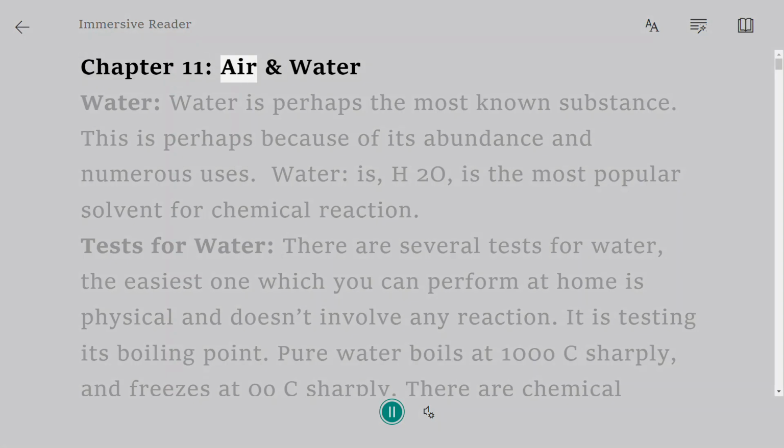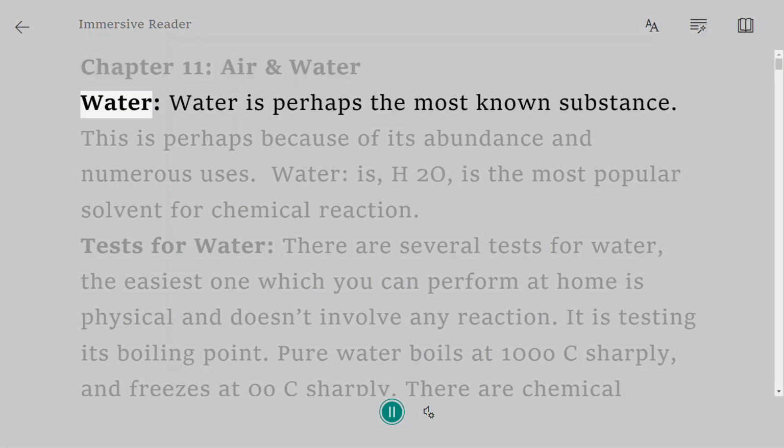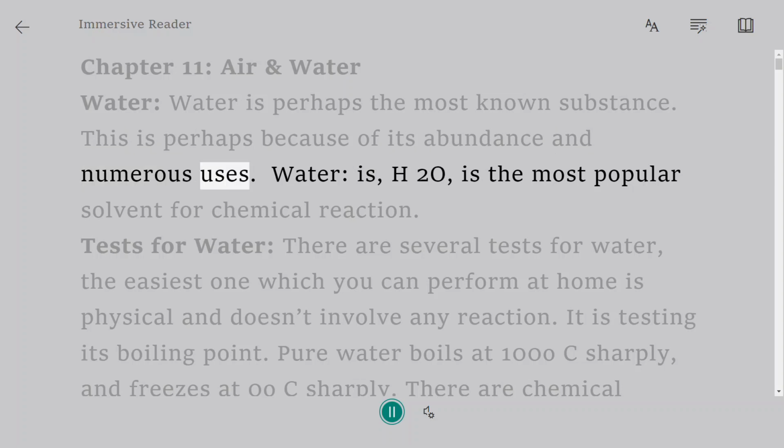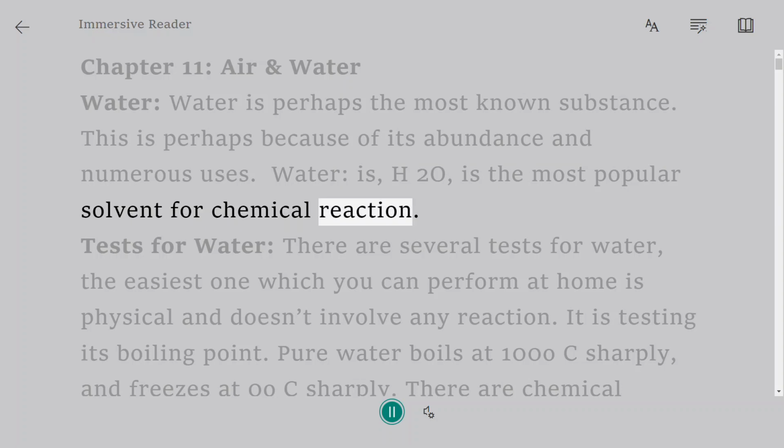Chapter 11, Air and Water. Water is perhaps the most known substance. This is perhaps because of its abundance and numerous uses. Water, H2O, is the most popular solvent for chemical reaction.